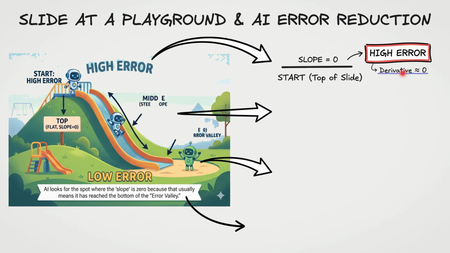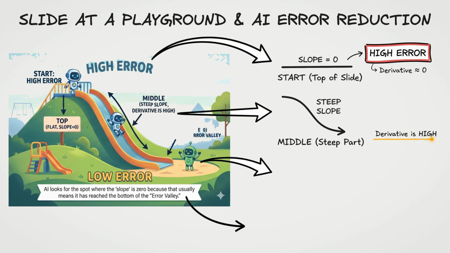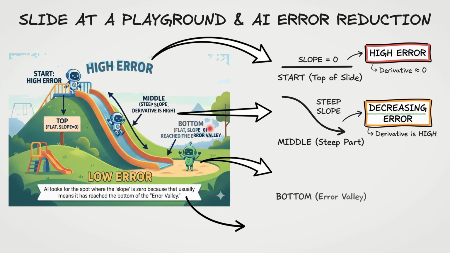Now as the robot pushes off and goes down, he enters the middle section of the slide. Here, the physical slope becomes very steep. In calculus terms, the derivative here is a high number, which tells the system there is a rapid change happening. Because the AI is sliding downward along this steep gradient, its overall error is rapidly decreasing. It's learning quickly.